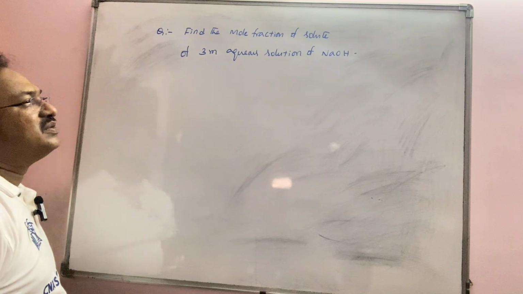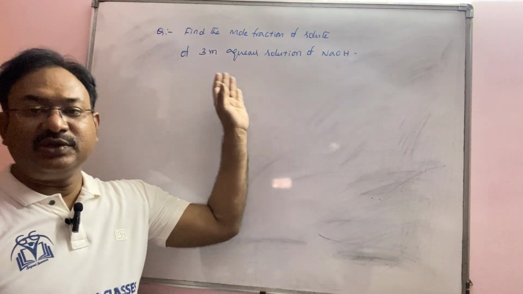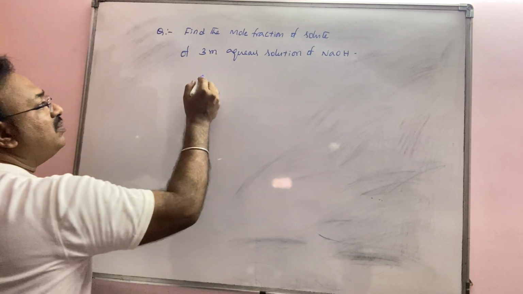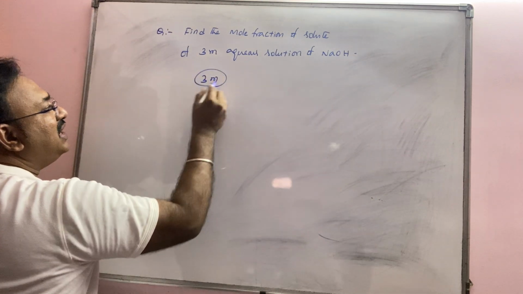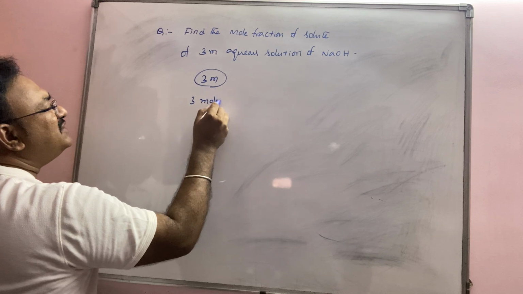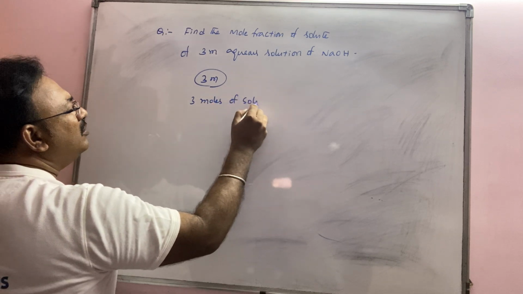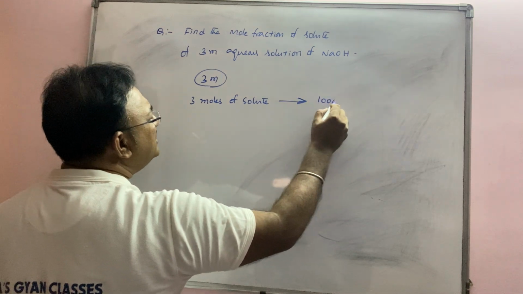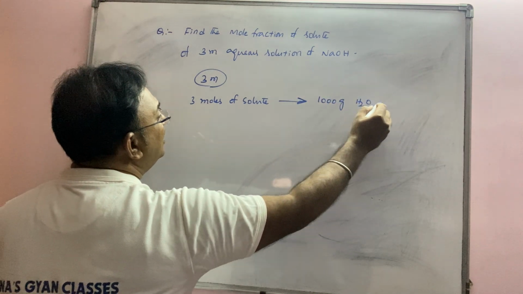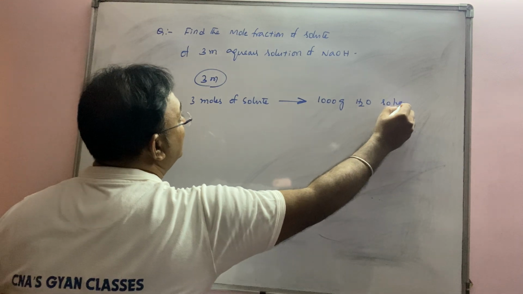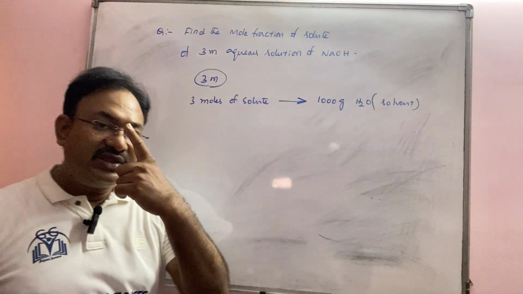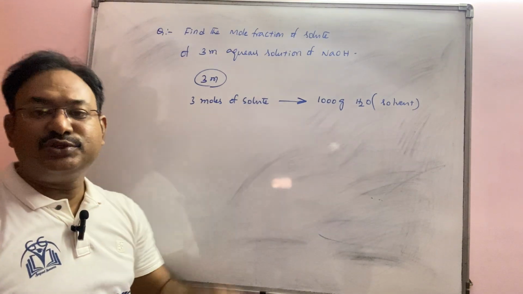Now, how you can solve this question? Mole fraction पूछ रहा है solute का और molality दिया है 3. So 3 molal, इसका actual meaning क्या है? 3 moles of solute present in aqueous solution है ना बेटा, तो 1000 grams of water लेना पड़ेगा as this is the solvent. समझ गया? 3 moles of solute present in 1000 grams of solvent. Solvent is water here.